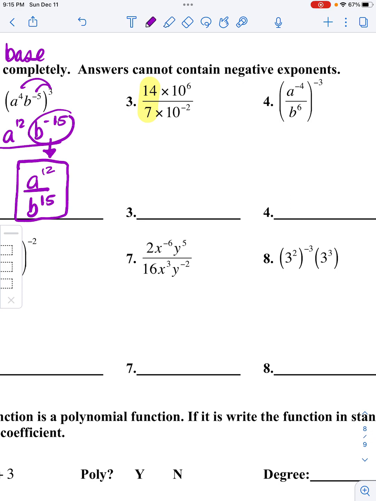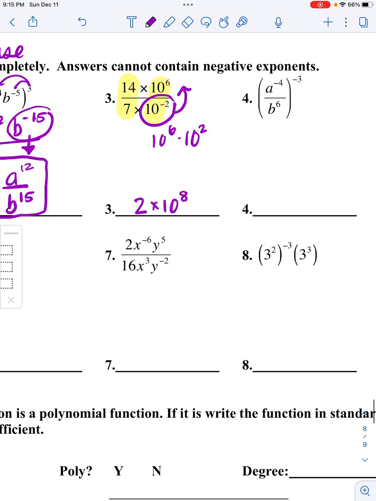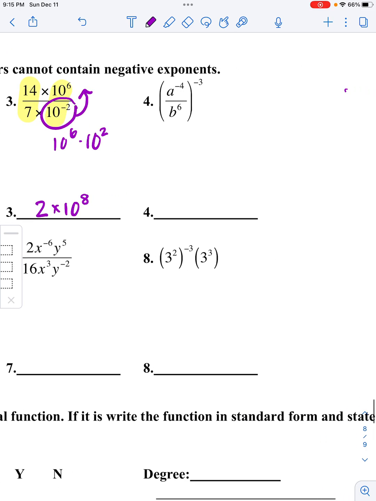14 divided by 7 is 2. Here, these are the same base. So you would move these two up here. You'd end up with a 10 to the 6th next to a 10 to the 2nd. So you'd end up with 10 to the 8. Which is different than the answer key I'm seeing. So I'll post this answer key.